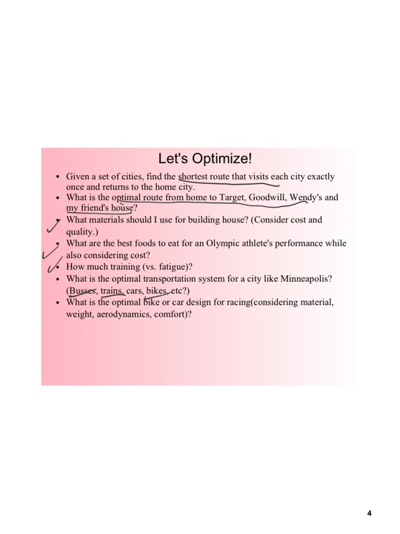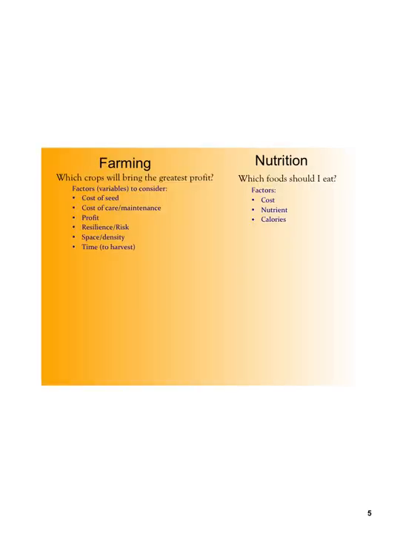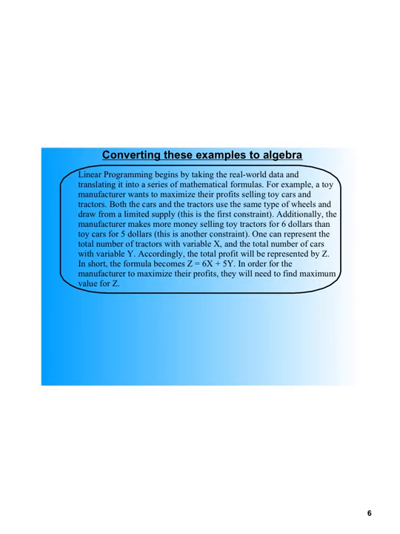All of these can be, I don't want to say reduced to algebraic models, but really determined by going through these algebraic models. Farming, things like cost of seed, care, maintenance, profit, resilience, nutrition, cost, nutrients, calories, and the like. So again, all areas that could be converted over to these algebraic models.